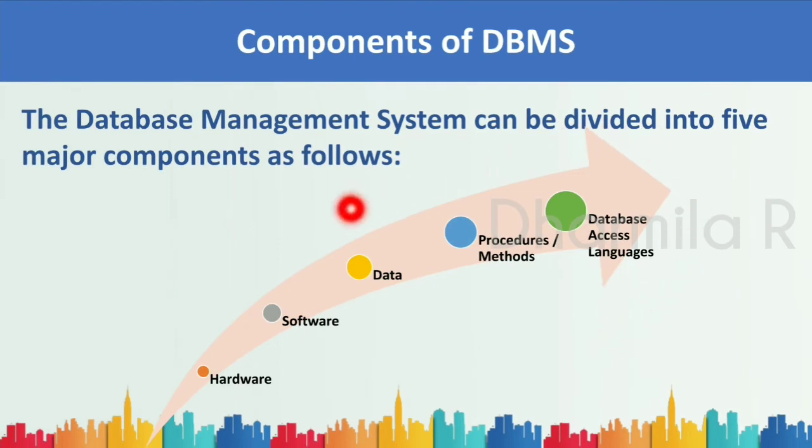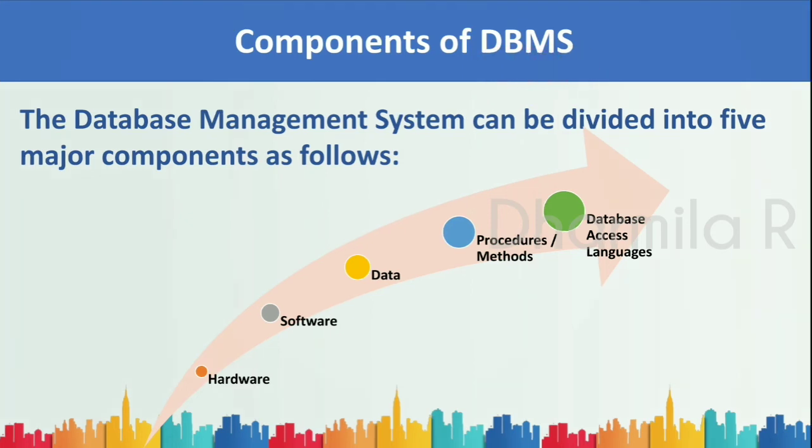So these are the 5 major components of database management system. First of all, we need hardware and then we need software to be installed and later we need data to be stored in the memory and we need procedures to take backup, to take report, and finally we need query language to access the data, to retrieve the data. So all these are the 5 major components of database management system.